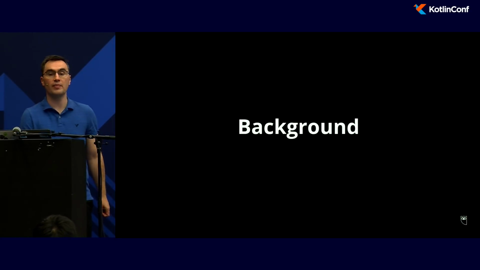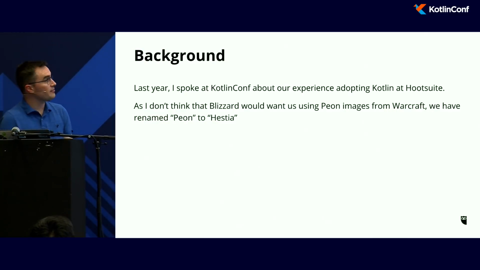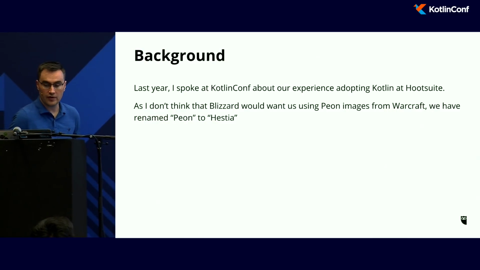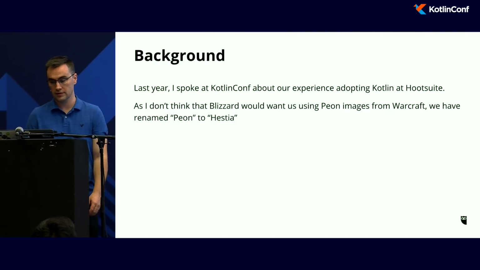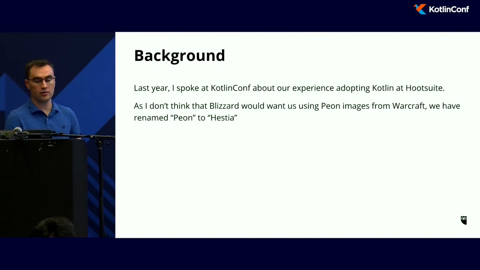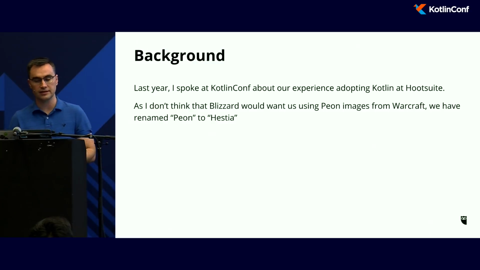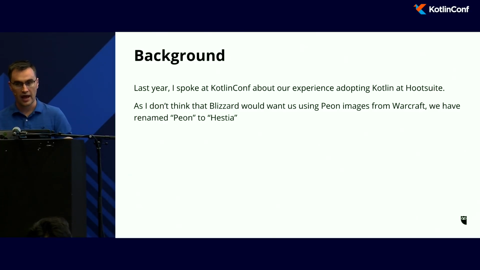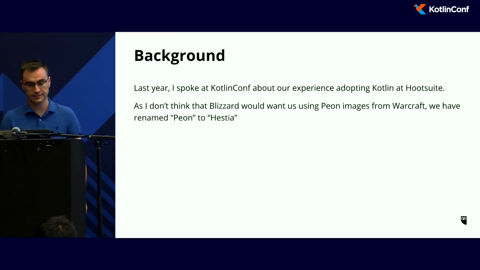So let's start with a little background information about the projects. As I mentioned, last year I spoke at KotlinConf about our experience adopting Kotlin at Hootsuite, how we grew the culture there. In that talk, I briefly spoke about our Atlas and Peon tools that we wrote in-house and we use daily to improve our developer experience, especially on the Android team. And those tools at that time were written in Ruby and have since been rewritten in Kotlin.js.